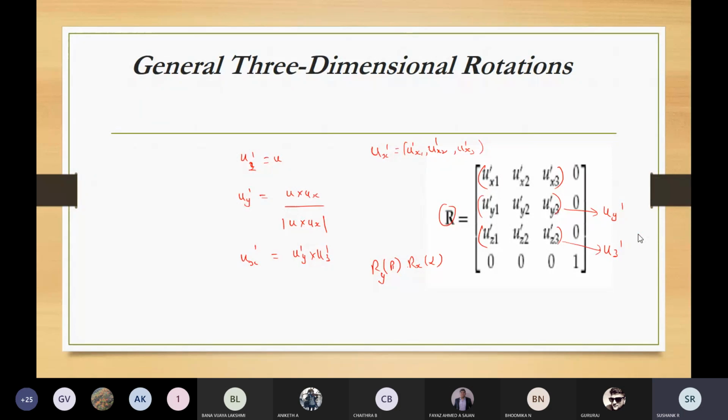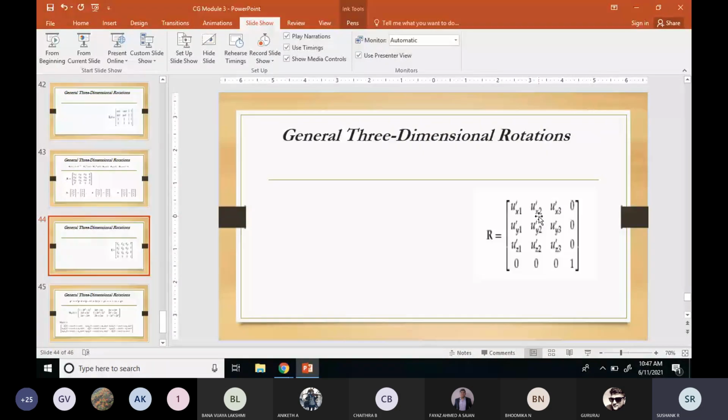So all these equations, just try to practice them. There are so many mathematical calculations here, so you just try to practice this.